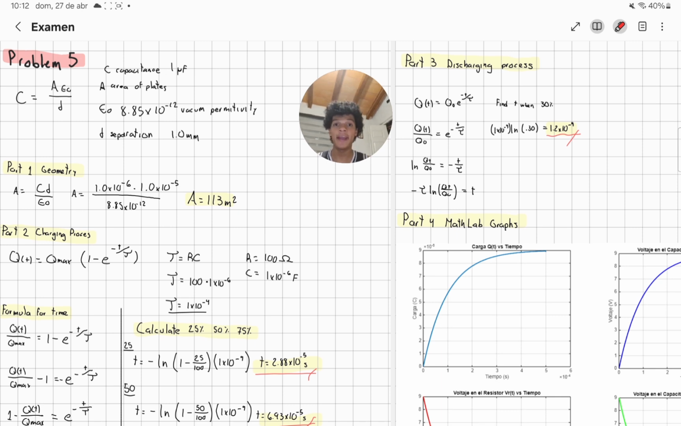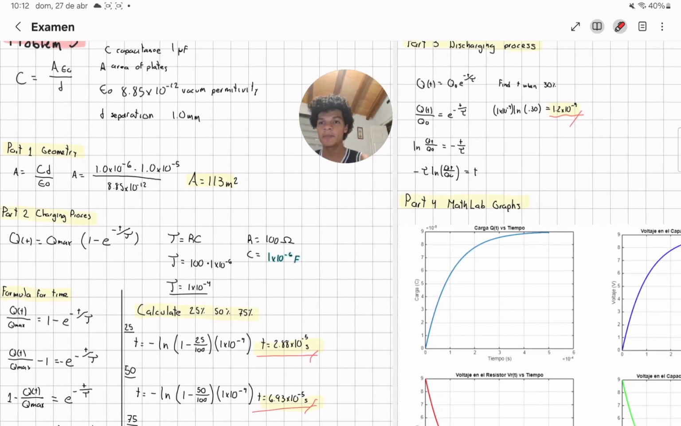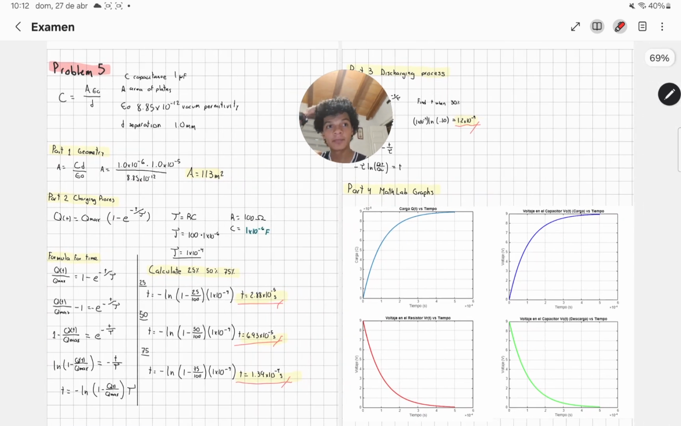In problem 5, we're asked to solve a few problems for a capacitor. First of all, what the problem gives us is this data. The capacitor should be 1 microfarad. Then we have to find the area of the plates, this constant of vacuum permittivity, and the separation of 1 millimeter. First of all, part 1, geometry. We just put the data in the formula, and we get 113 meters squared.